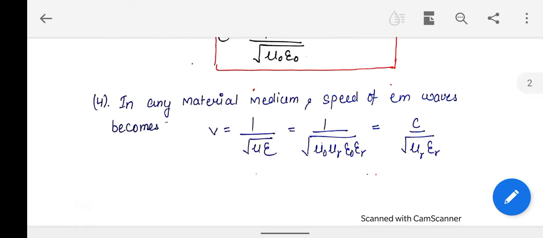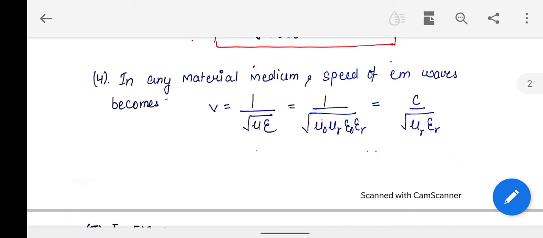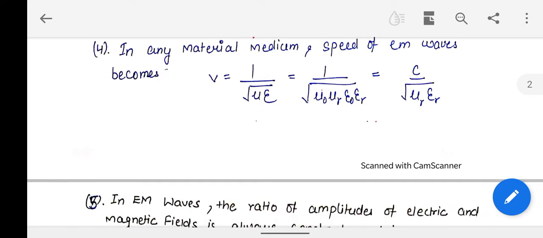Okay, in any kind of material, in dielectric material you have permittivity and permeability, mu and epsilon. Mu is basically mu naught into mu r, and epsilon is basically epsilon naught into epsilon r. Mu naught and epsilon naught are the permeability and permittivity of free space. Mu r and epsilon r are basically the relative permeability and relative permittivity of that particular material. So it basically becomes c upon root over mu r epsilon r.